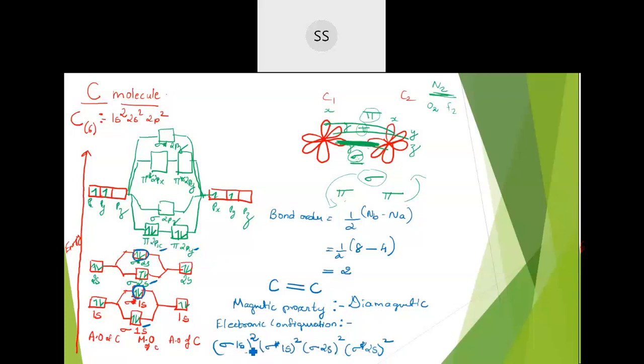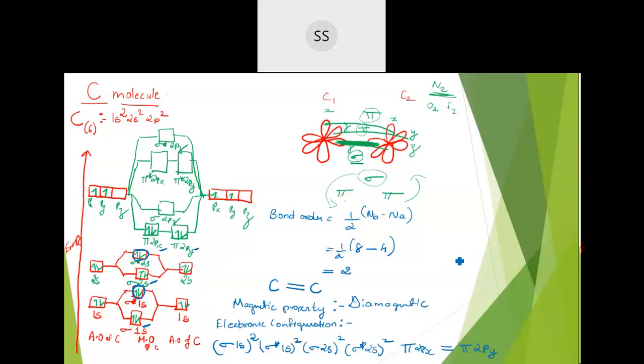So that means sigma 1s has lower energy, then sigma star is a little higher, then sigma 2s, higher and higher, like that. After that you have pi 2px and pi 2py, which are at the same level. So you will write pi 2px equal to pi 2py, because both of them are in the same energy level, so you put an equal to sign.